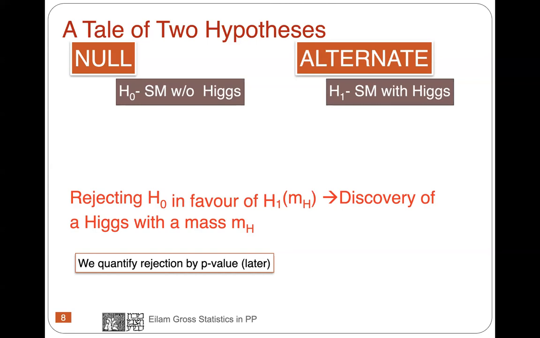Now, how do we quantify this rejection? We quantify this rejection by something we call the p-value. So again, when the null hypothesis is defined as the background-only hypothesis, H0, rejecting it leads to a discovery. Now you reject it in favor of an alternative hypothesis, which has to be defined at some specific mass. That's the only way you can reject.